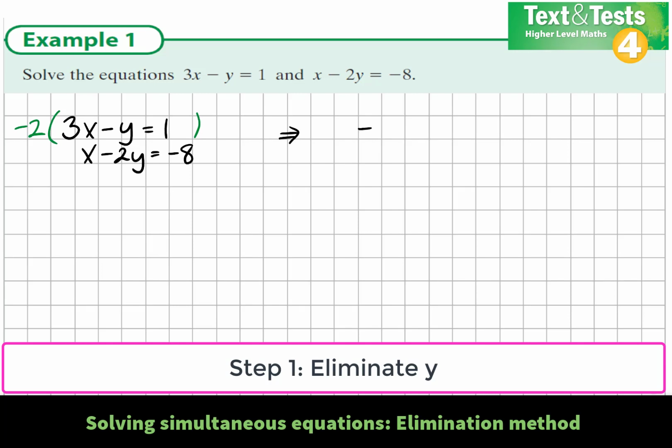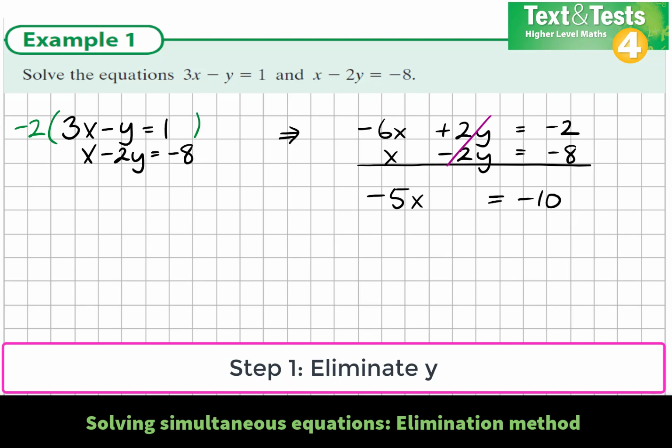So when we do this, we end up with negative 6x plus 2y equals negative 2. So each part is multiplied by negative 2. And the second equation is still the same as it was. Now when we add these equations, the y's cancel out, they add up to 0. We end up with negative 5x equals negative 10. Now if we divide both sides by negative 5, this tells us that x is equal to 2. So we're halfway solved.